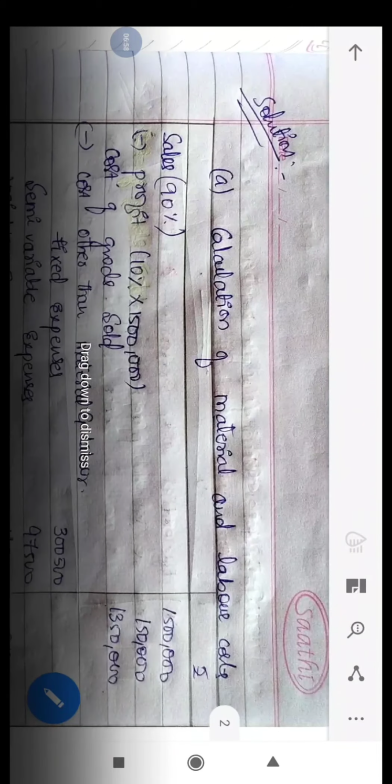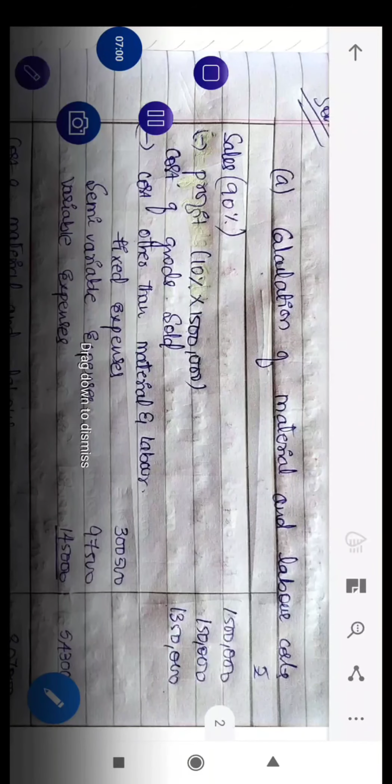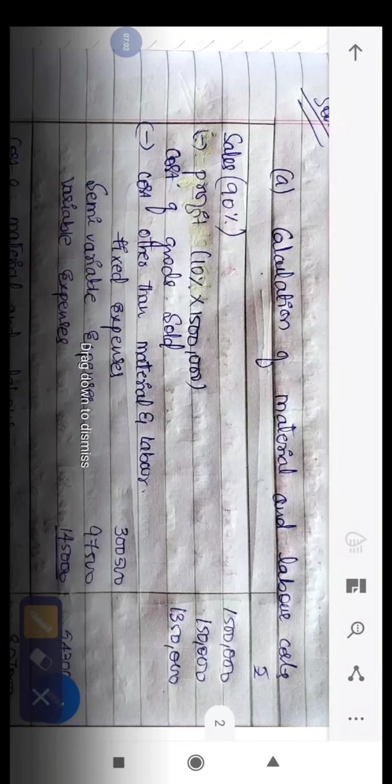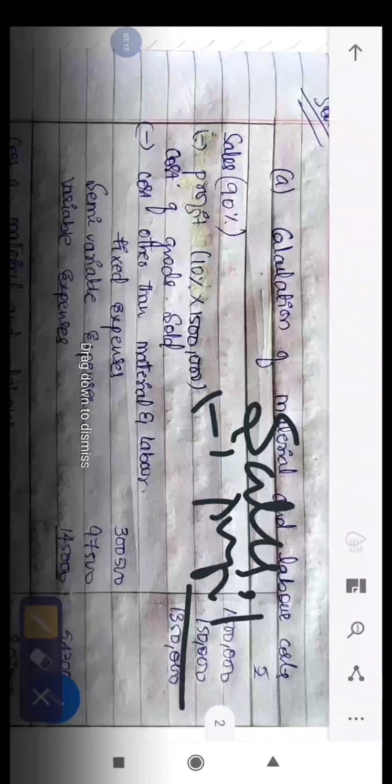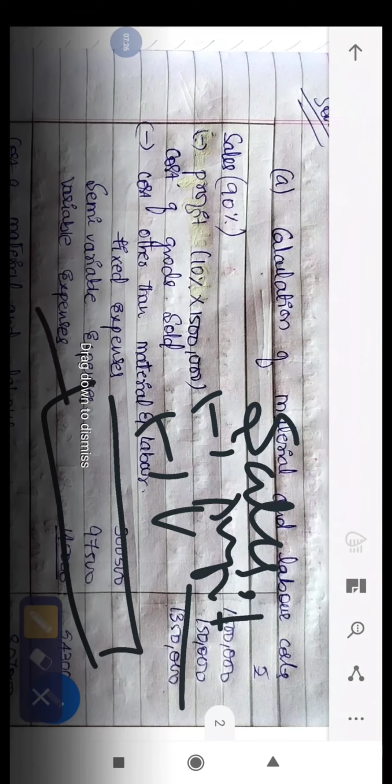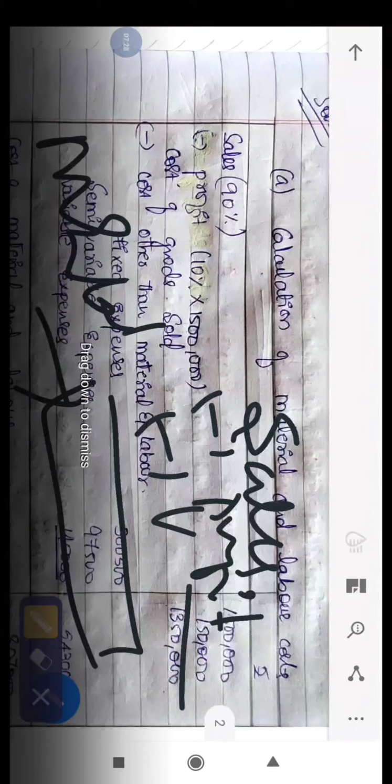So sale is 15 lakh and profit is 10% on sales. That means 10% of 15 lakh is 1,50,000. If we want the cost to come, we have to deduct from sales the profit we want to achieve, and next all the variable, that is the direct and the indirect expenses. The remaining portion will be the material and the labor cost.